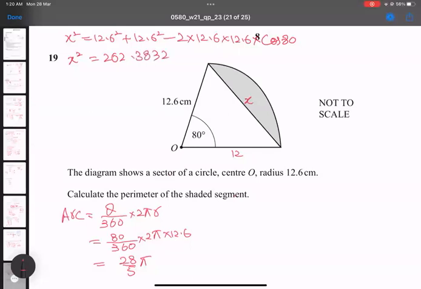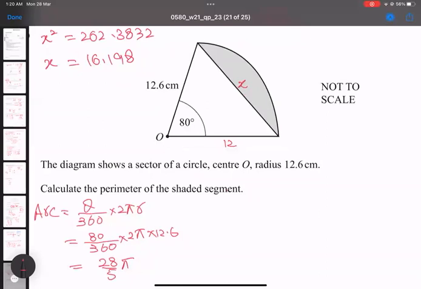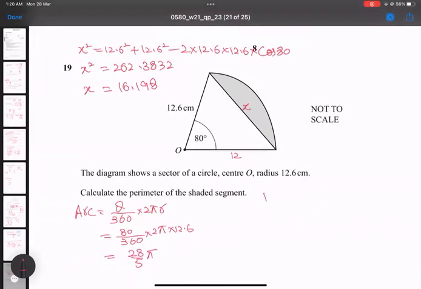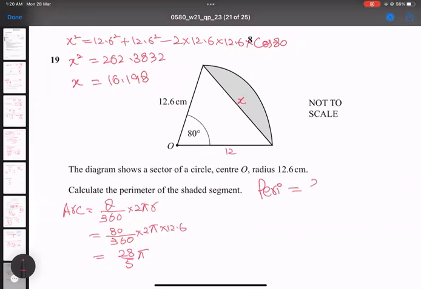And it gives me x squared is 262.3832. I need a more accurate answer. That is why let's take the root of both sides: 16.1898. So I'm adding it now. The perimeter is the arc length plus the straight length. So the arc length is 28 by 5 pi, and that is a 16.198. If I add it, let's see what the answer turns out to be. The answer turned out to be 33.7911.